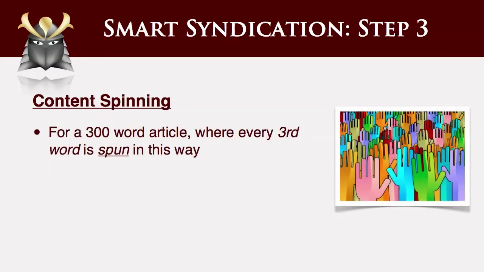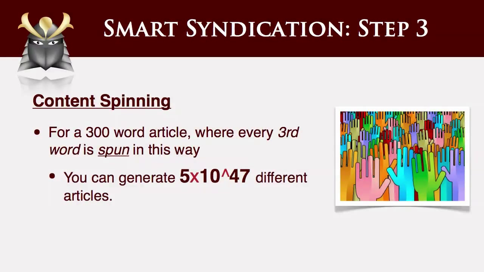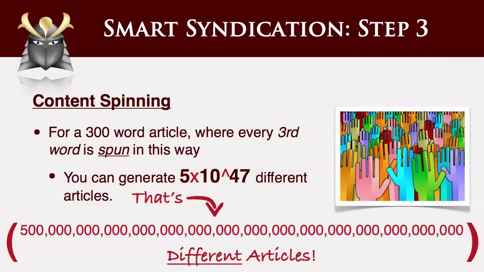For a 300-word article, where every third word is spun in this way, you can generate 5 times 10 to the power of 47 different articles. In practice, this means that if you were to submit to 1,000 different websites, every site could get a completely unique version of your article.